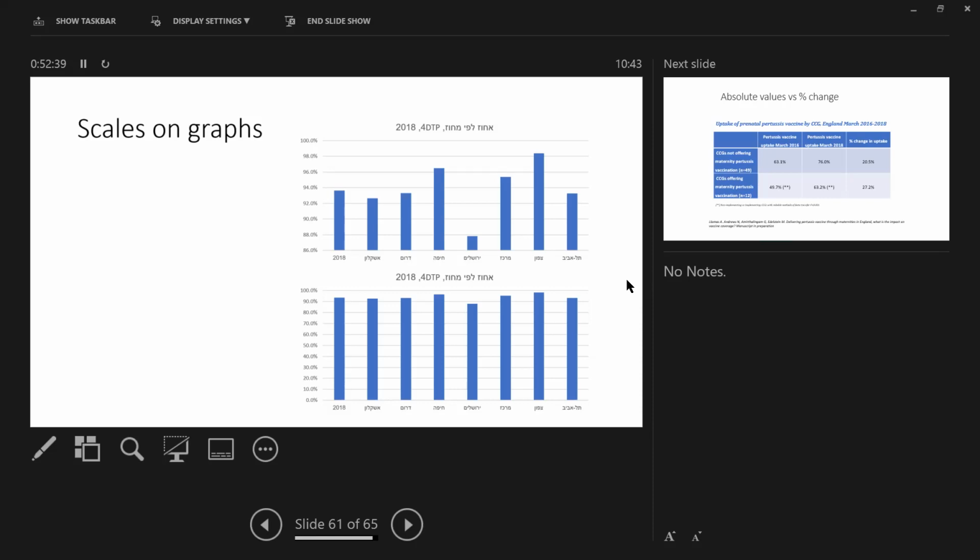And if you do use a scale that doesn't start at 0, be open about it. It's not about trying to mislead. This is not fake data. It's very real.